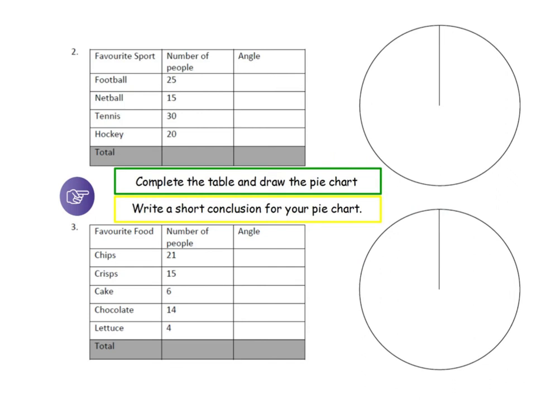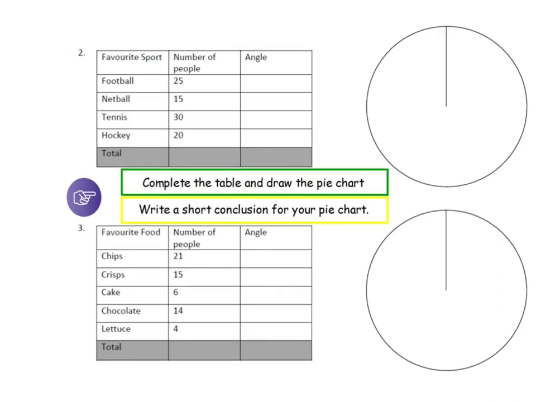So these are the two I want you to have a go at. Complete the table and then draw yourself the pie chart, and I'd like you to write me a short conclusion about what your pie chart is showing me. So pause the video and complete. Once you're done, take a photo of your work or scan it in and attach that to your email or Firefly, then we can check to make sure that we're on the right lines. Well done.